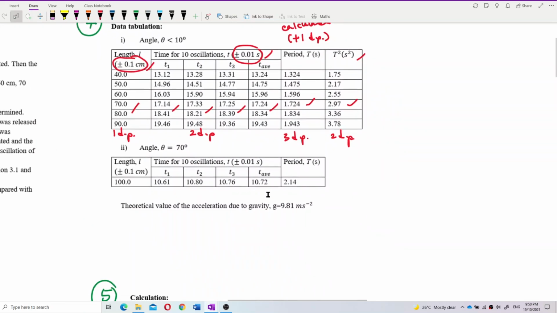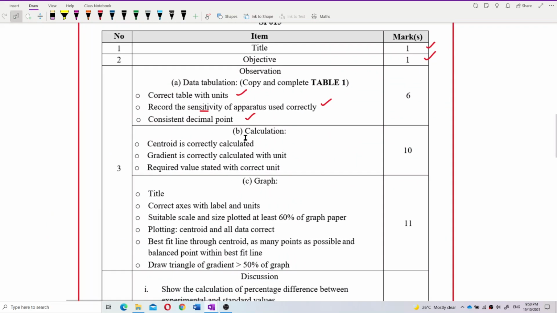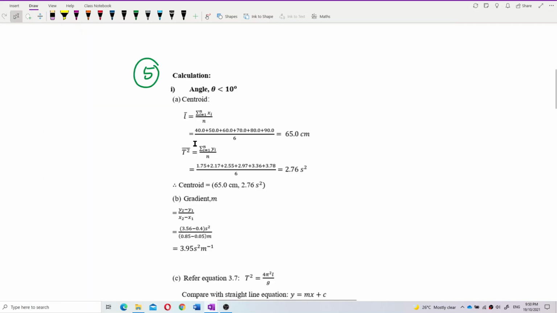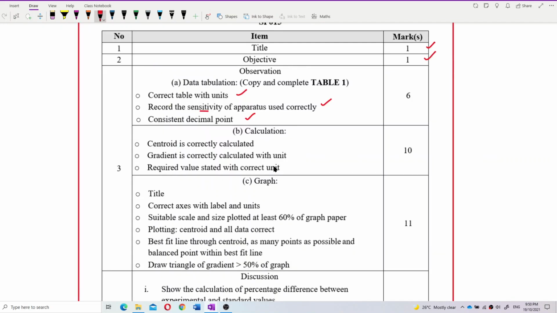Next we have the calculation. In the calculation, the centroid must be correctly calculated. You must show the calculation of the centroid. Yes, it has the calculation part. You see that? The sum divided by 6, for the x coordinate and the y coordinate. It is written correctly. So it has the centroid calculation. Good, correct.